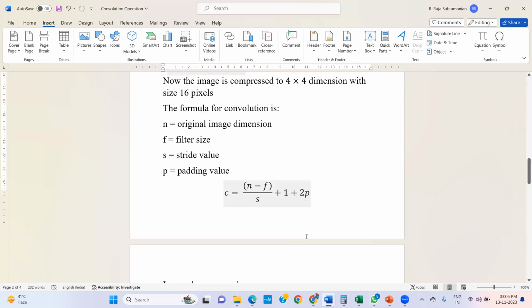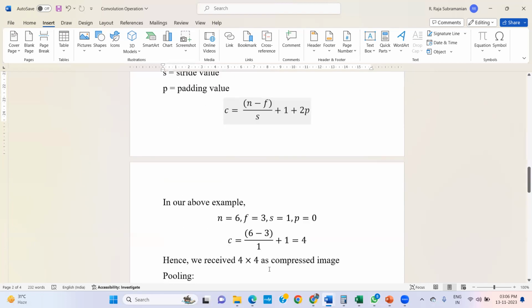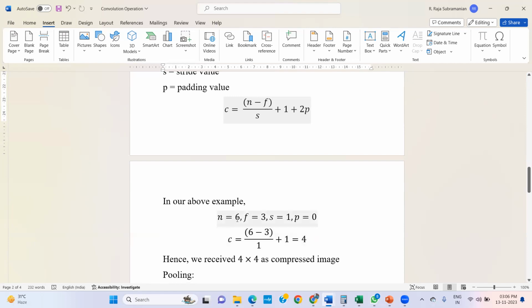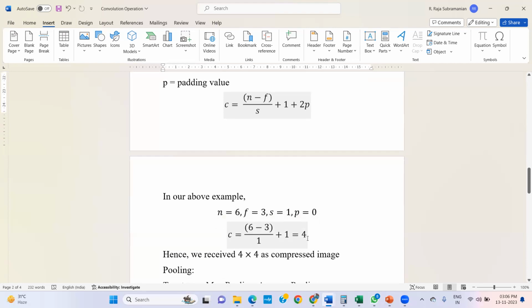Now for the above example, let us assume that we have a 6 cross 6 image, so n is 6, and I have a 3 cross 3 filter. So f is 3 and stride is 1, which is the default one which I have taken. And as I explained, padding is equal to 0 for our example. Now the output is equal to (6 minus 3) divided by 1, plus 1, which is equal to 4, and hence that is my answer: 4 cross 4, a compressed image.